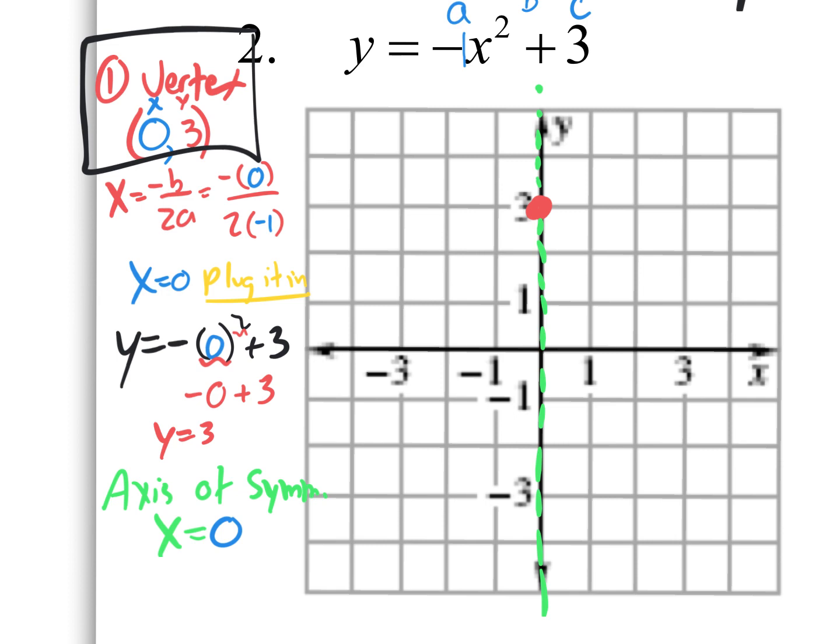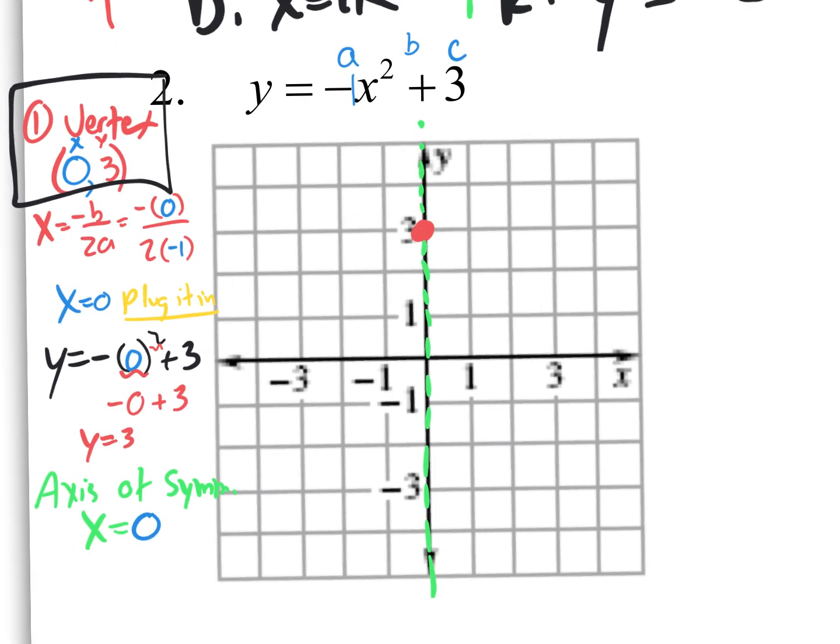Or you could recognize that because the a value is -1, you could still use the pattern 1, 1, 2, 4, 3, 9, but it's negative, which means it's going down instead of up. So instead of 1 over 1 up, it's going to be 1 over 1 down, okay? Let me write down before I even graph it. Because a equals -1, we could use 1, 1, 2, 4, 3, 9, but opening down.